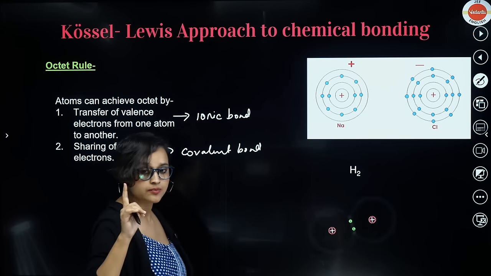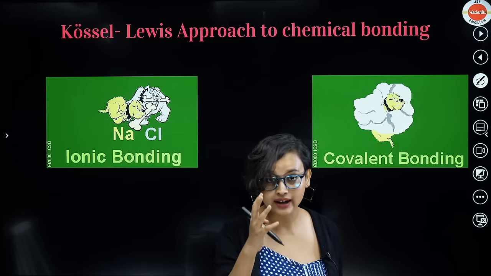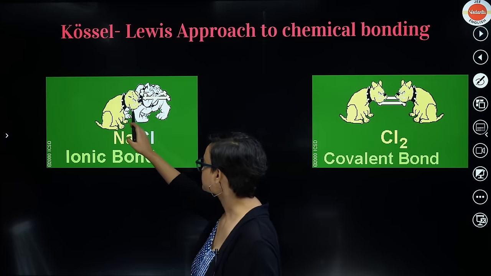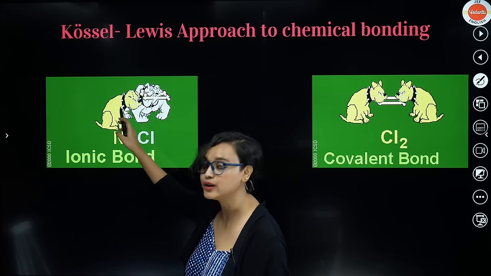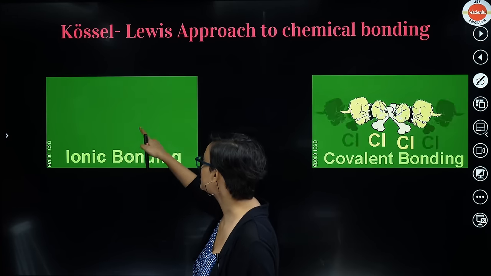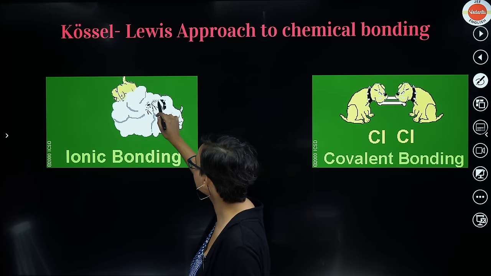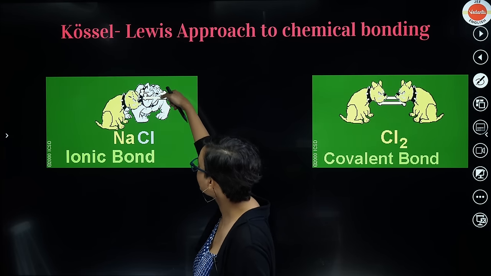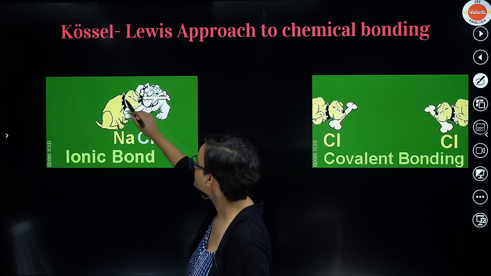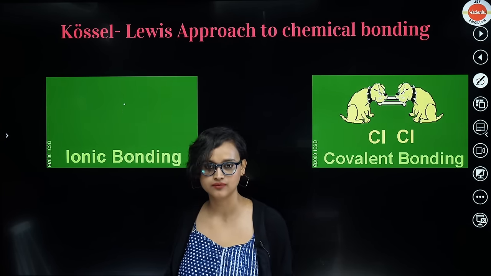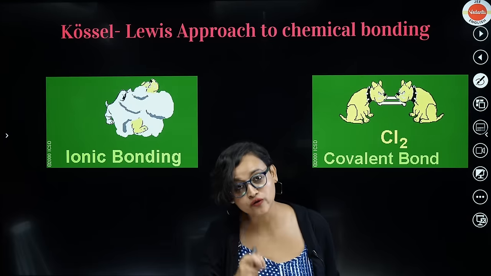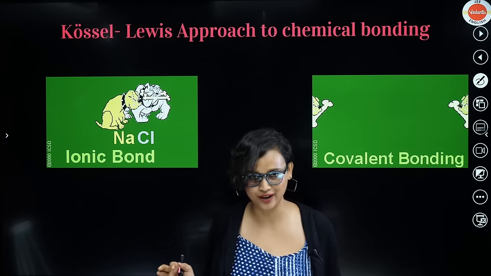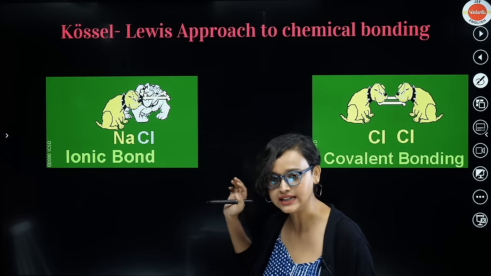Now, let me explain this with another example here. I think this will make more sense to you. Take a look at this. See how this yellow dog had one bone. It came and gave the bone to this white dog. And now the white dog has two bones, but this one doesn't have any bone. So that's your ionic bond. Full on transfer happened. It gave the bone away to the white dog, right? That's your ionic bond, NaCl.